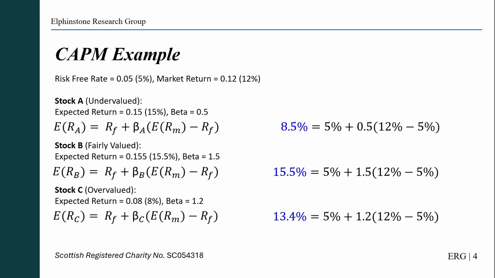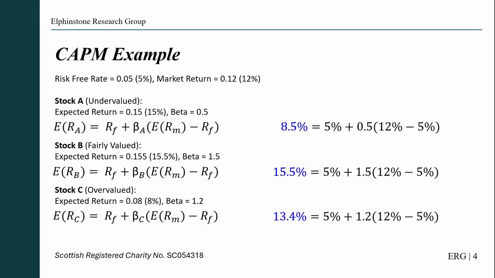Then moving on to stock B, we have an expected return of 15.5% and a beta of 1.5. So we simply go through the same process as for stock A. This time the required rate of return and the expected return of stock B are identical, which tells us that stock B is fairly valued.